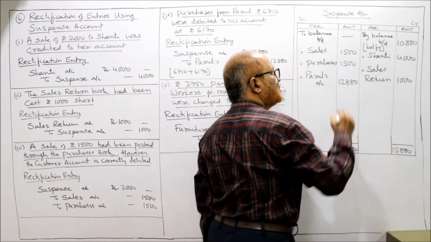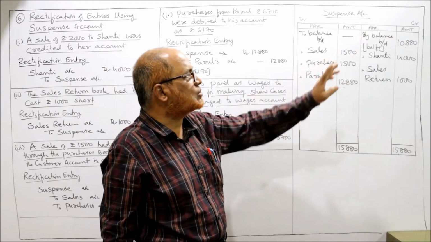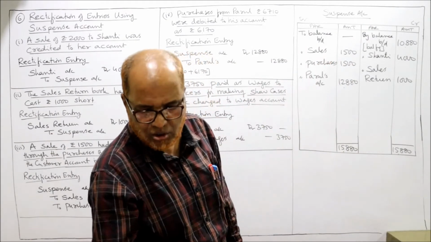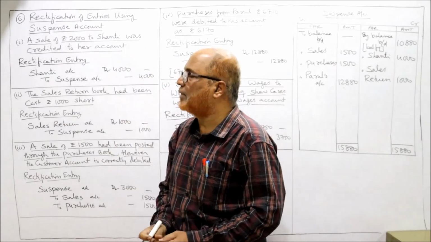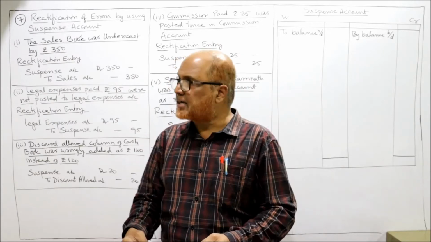Here put a dash. So we are having a credit balance of 10,880 in suspense account. That's all. So this is the end of problem number 6. Now we'll start the next problem.